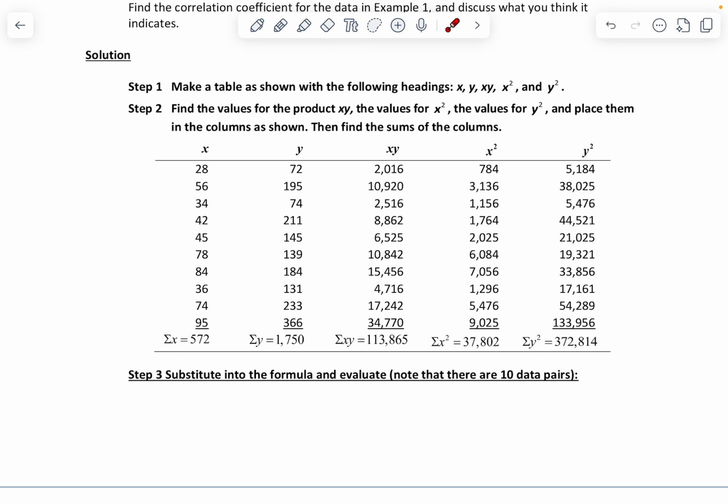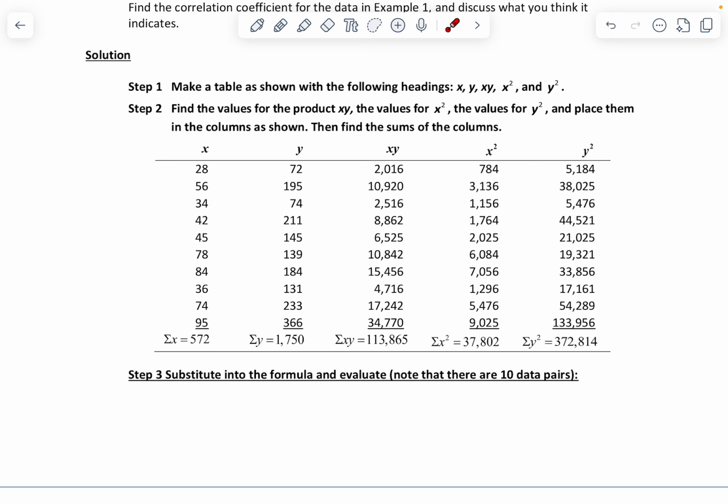38,025, that's 195 squared, and so on. So once you find all the values for each column, then we sum them up, right? These are my sums at the bottom. You add up the numbers in each column. There should be 10 numbers in each column, and you add them up. These numbers at the very bottom are the sums.